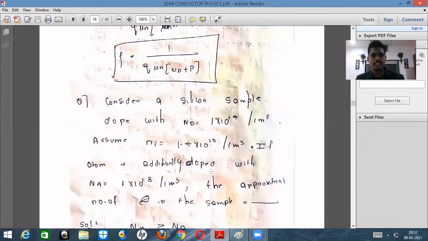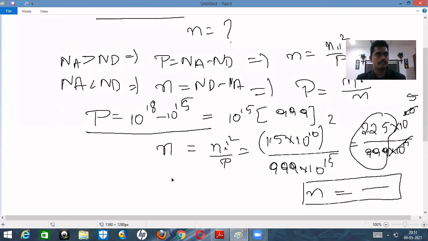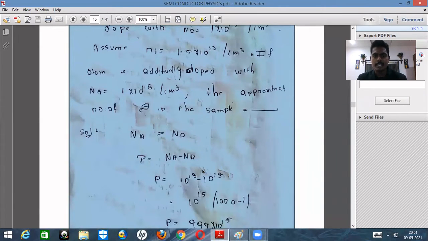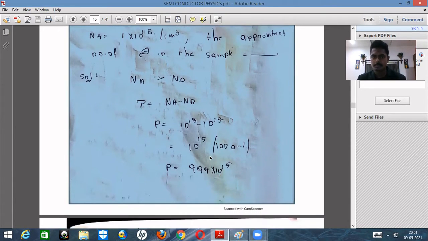If you can see this one, consider the silicon bar. Actually, one second. You can see this one. We will observe the solution. Na is greater than Nd. It implies p is equal to Na minus Nd simply. So 10 power 18 minus 10 power 15 will be 999 into 10 power 15 simply.